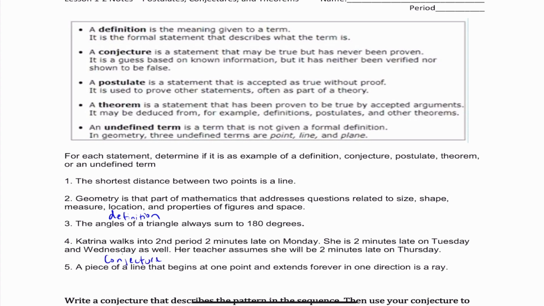I'm going to go ahead and skip postulate because this is the most confusing one out of all of them. But let's go ahead and move on to a theorem. A theorem is a statement that has been proven to be true by accepted argument. It may be deduced from, for example, definitions, postulates, and other theorems. So what I want you to get from a theorem is that anything you see in this class that is in the form if and then, we're going to assume it's a theorem.